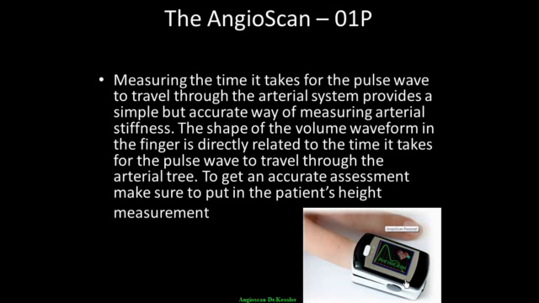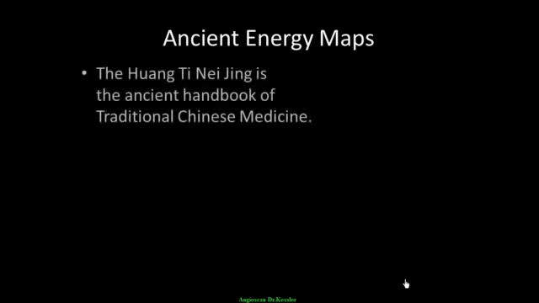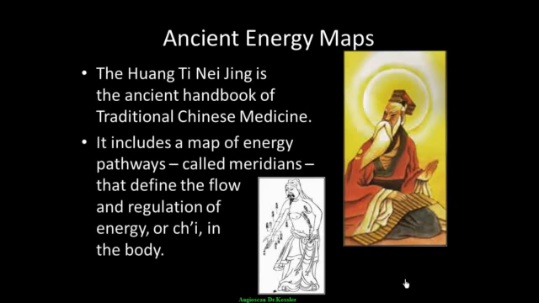To get an accurate assessment, and this is important, make sure to put in the patient's height measurement. When you first punch in all the patient information, it's going to be there for you, and that height is very important to measure with your patient, so the machine will calculate out the stiffness of the artery.